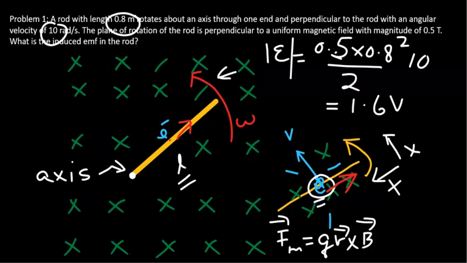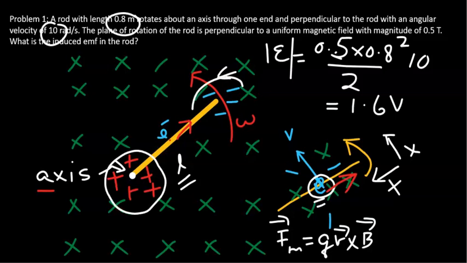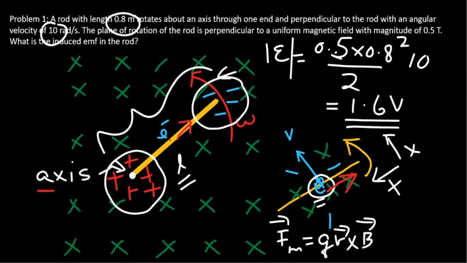Over time, the top end of the rod would be negatively charged, and the lower end of the rod, where the axis is, will carry a net positive charge, like that. So the answer is, this end would be at a higher potential than that end. And the potential difference is given by that number, 1.6 volts.